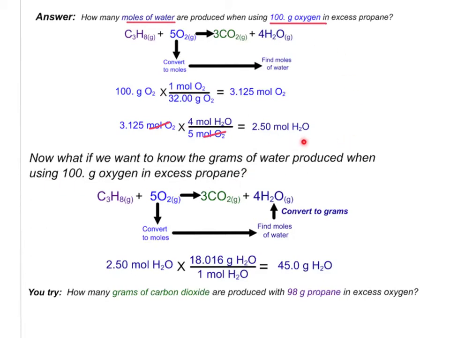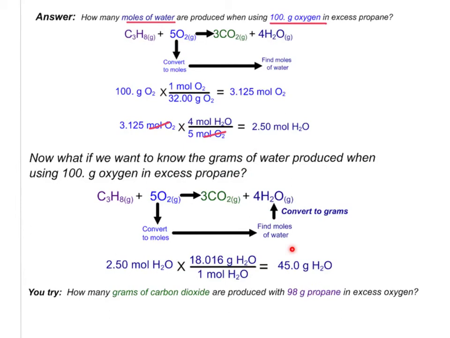We would find the moles of water right there, and we would do one more step, convert that into grams. So we're going to take our 2.50 moles of water, multiply by our molar mass. 1 mole of water is equal to 18.016 grams of water. That gives us 45.0 grams of water.